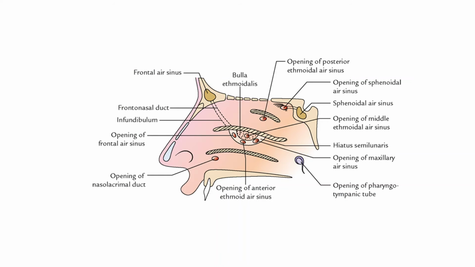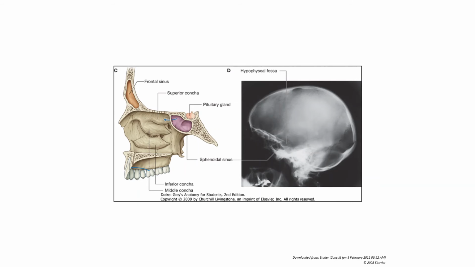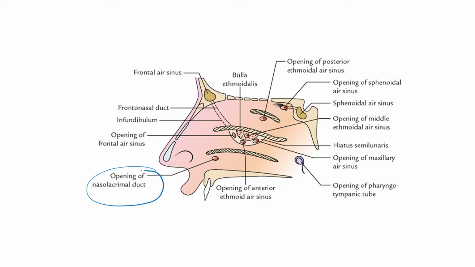We can make out the openings in the lateral wall in this diagram. As I have already told, the inferior meatus receives the opening of one duct, the nasolacrimal duct. The middle meatus has two parts: the bulla ethmoidalis, which receives the opening of the middle ethmoidal air sinus, and the hiatus semilunaris, whose floor receives the opening of the maxillary air sinus, as seen here.